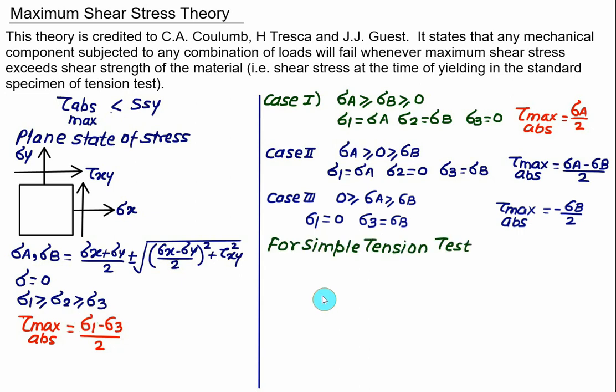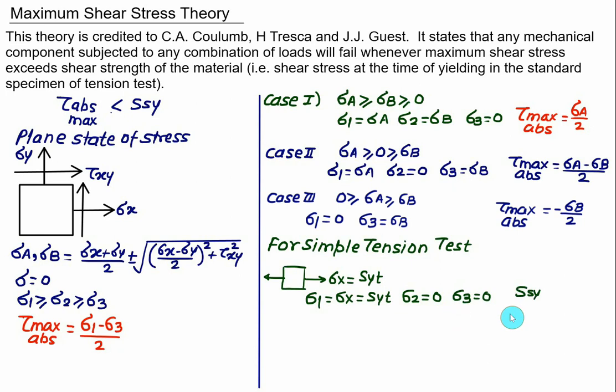To find out the shear strength of the material, we have to carry out the simple tension test. In the simple tension test, the state of stress consists of purely tension, and for the yielding condition, this value of sigma x will be equal to SYT. So only one stress is involved this time, sigma x. So in this case we have sigma 1 equal to sigma x, equal to SYT. The other two stresses we make equal to 0, that is sigma 2 equal to 0 and sigma 3 equal to 0. This will give you the torsional shear strength, that is SSY.